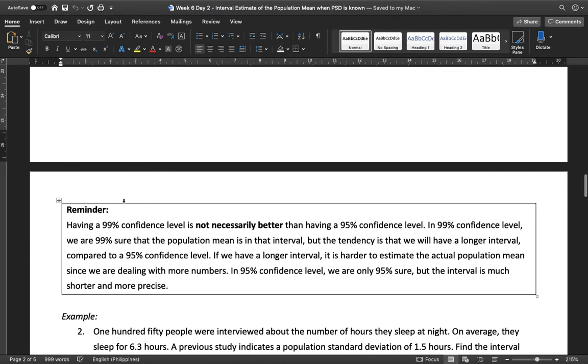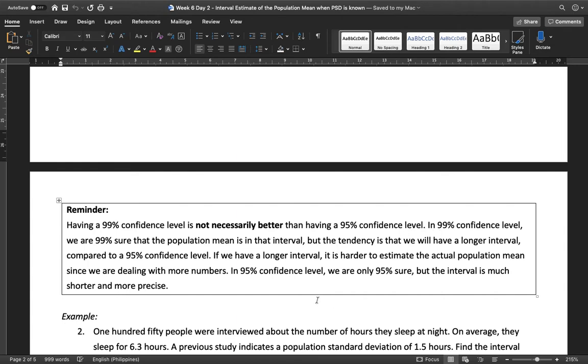And reminder, having a 99% confidence level is not necessarily better than having a 95% confidence level. Kahit 99% sure tayo na yung population mean is inside that interval, the tendency will have a longer interval. Kasi we are more certain that the population mean is inside the interval if we have a longer interval. Kasi isipin nyo lang, mas marami tayong numbers, mas mataas ang chance na nandun sa loob yung population mean. Pero mas hindi tayo sure pag mas maliit yung interval.